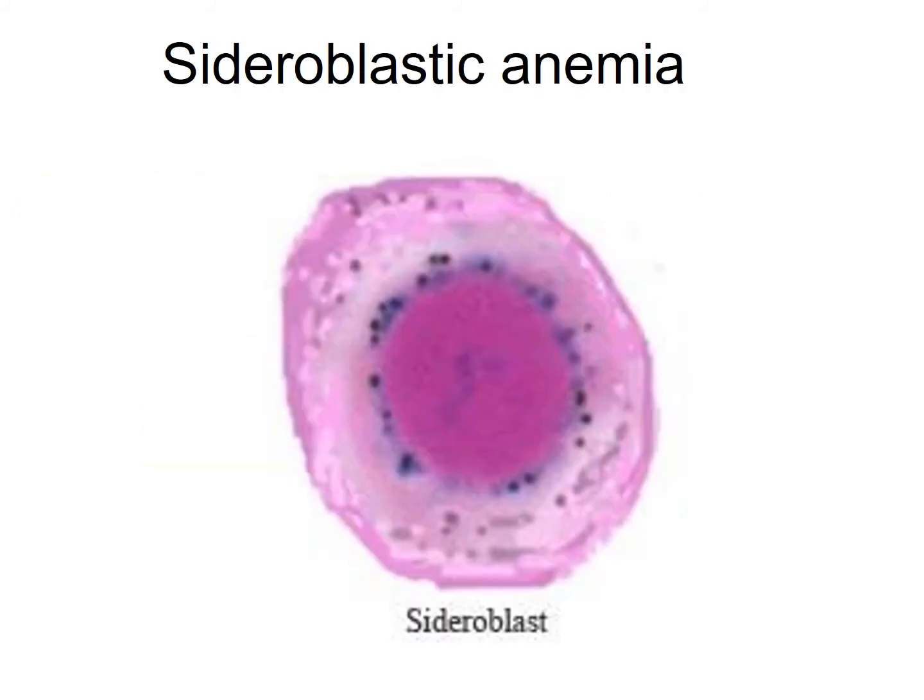These are the shapes of the sideroblasts in the bone marrow. It could be congenital, an autosomal recessive disease, or it could be acquired, like in pyridoxine deficiency, where the protoporphyrin is low, so the iron is just deposited in the center, in the mitochondria.